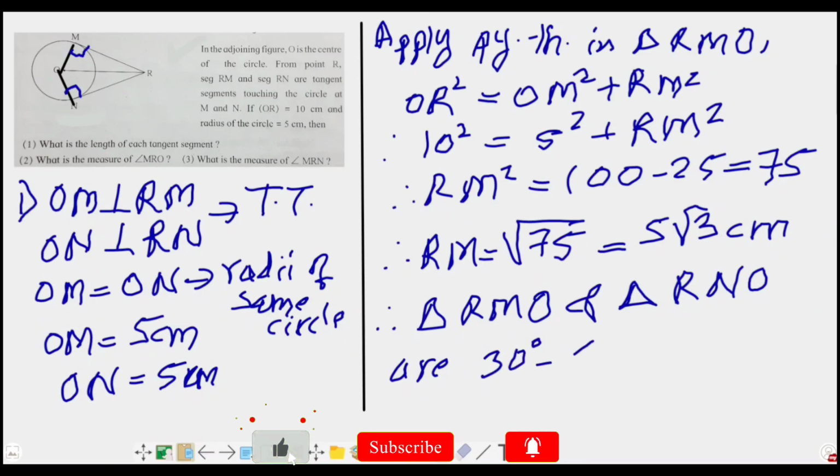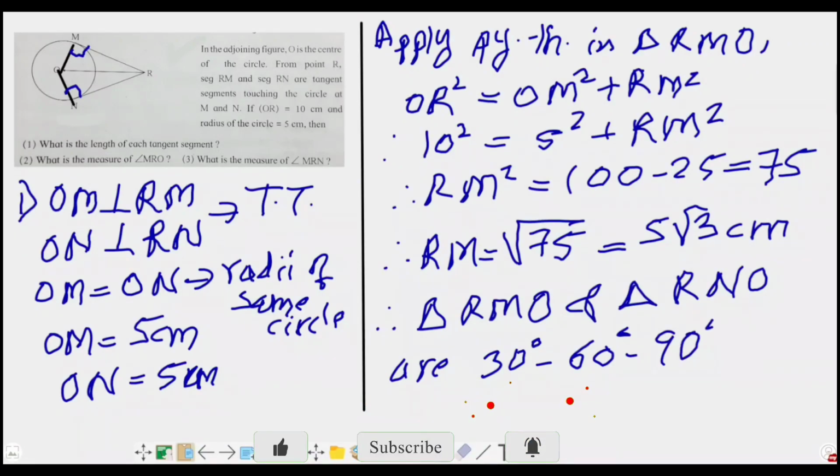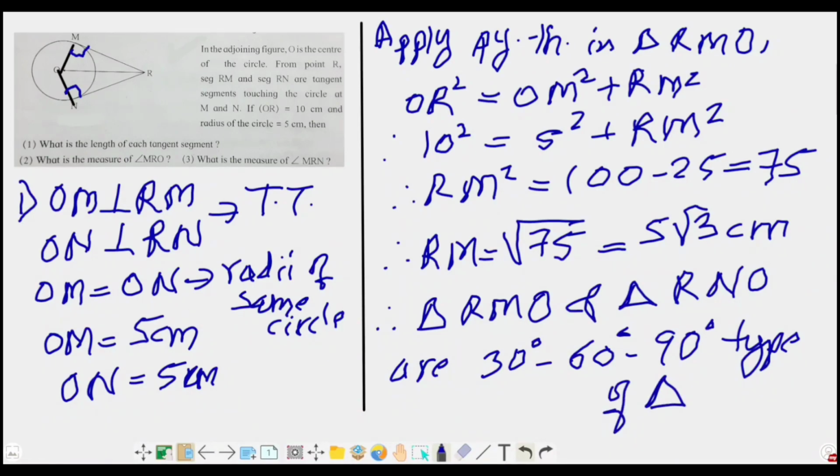So RMO and triangle RNO are 30, 60, 90 type of triangle. Understood? So you know that in 30, 60, 90 theorem, the side opposite to 30 degree is half of hypotenuse, while the side opposite to 60 degree is root 3 by 2 of hypotenuse.